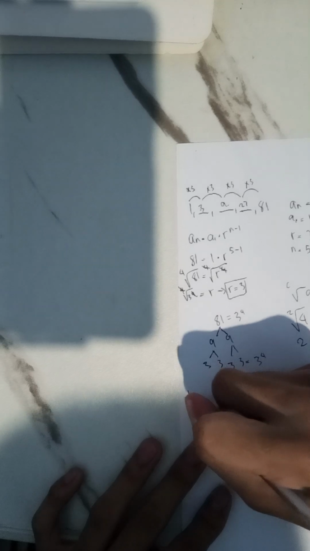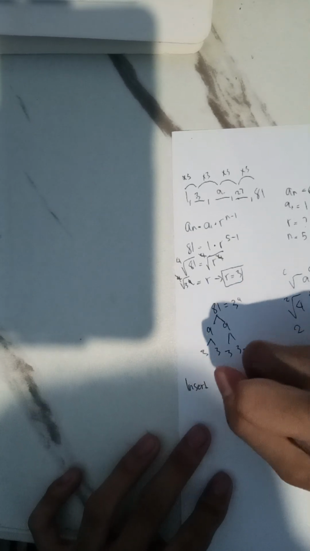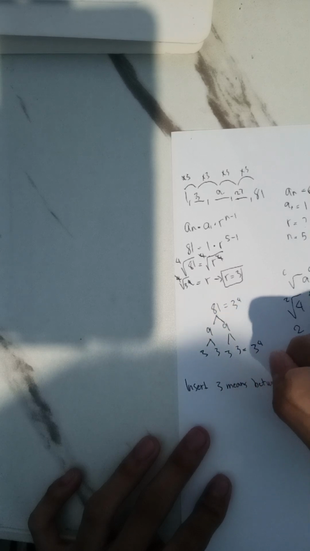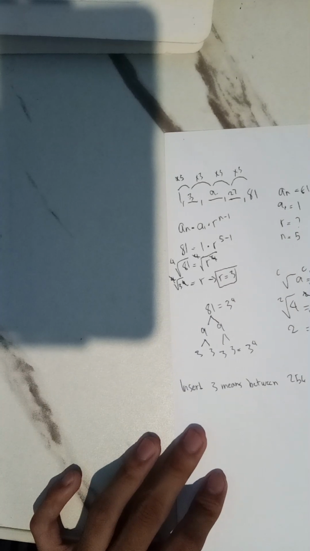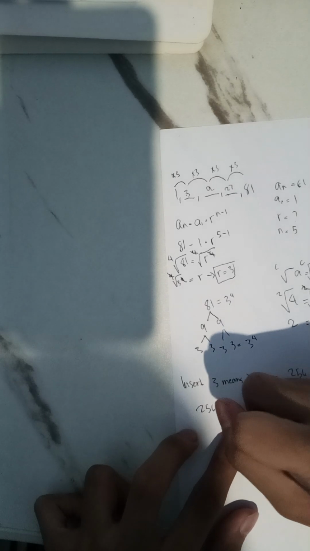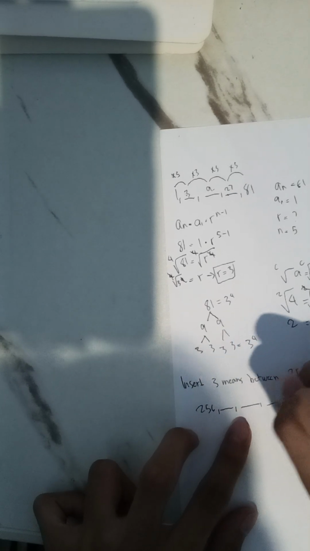So, let's try another example. Insert 3 means between 256 and 1. You can pause the video if you already know the process. So insert 3 means between 256 and 1. Between 256 and 1, we will insert 3 means: 1, 2, and 3.